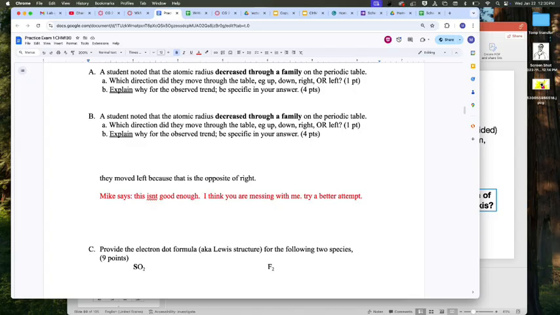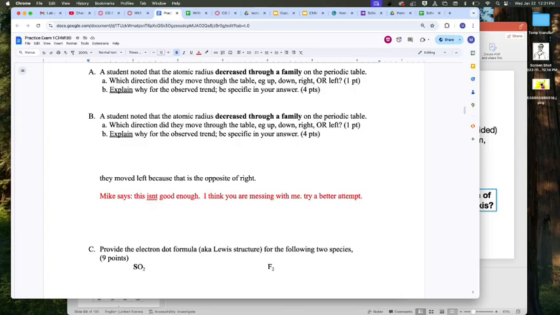Okay? If we're going down the column, ooh, that's interesting. So you've memorized the trend, but the content on the why you're struggling with, which is interesting. Right? So it gets bigger as we go down. Why does it get bigger as it goes down? It says explain the trend. Right? Well, if electrons dictate our size, what happens to the electrons as we go down the column?